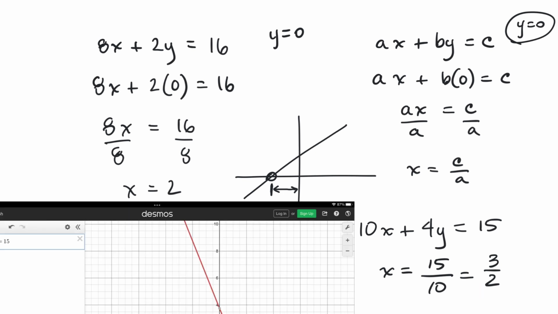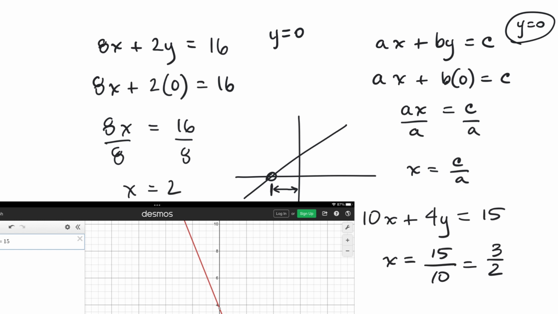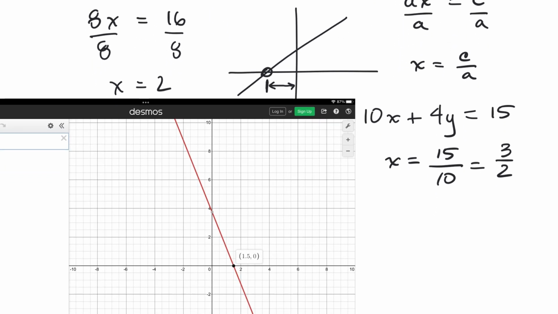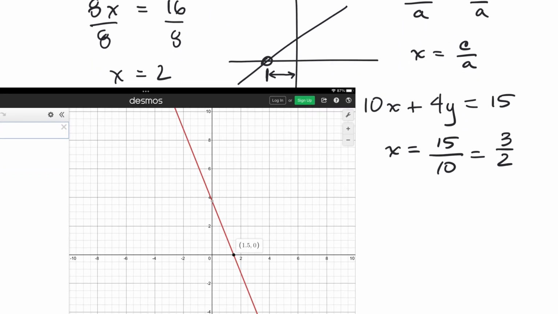So what I've done is I've inserted a snapshot of a Desmos graph of this equation right here, 10x plus 4y equals 15. And as you can see, the point where it crosses the x-axis is 1.5, so the x value is 1.5, which is the same as 3 halves.